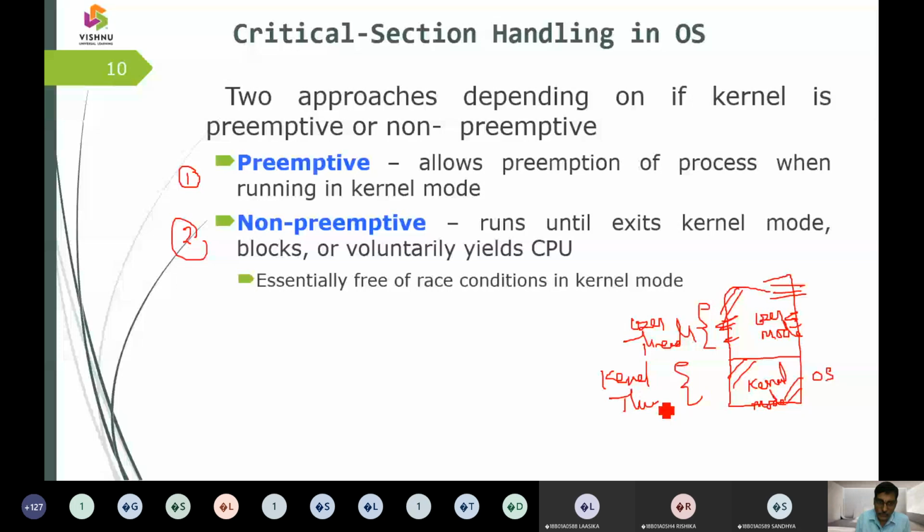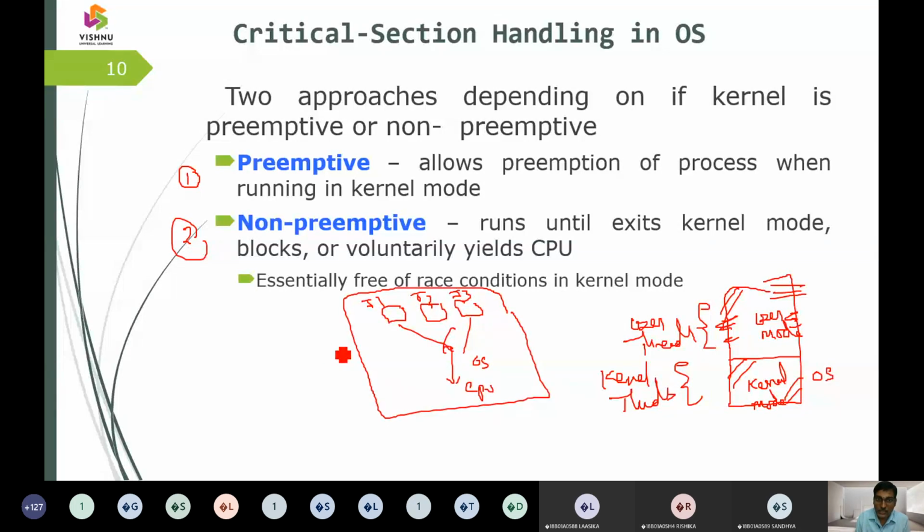So the user is going to submit his jobs. So this is job 1, job 2 and job 3. All the jobs are going to be submitted, and at this stage it is going to intimate the operating system, and the operating system is going to work on it. So it is going to give the CPU. Until job 1, job 2, job 3 completes, it is not allowing the others to take over the CPU.